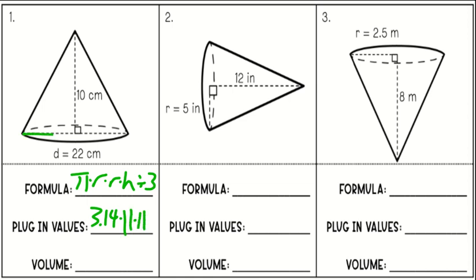So remember, when the diameter is all the way across, we need to use radius. Radius is halfway, so if it gives you diameter, you need to divide by 2. So we got 11 as our radius, 10 is our height, and we're going to divide by 3. So I got 3.14 times 11 times 10 divided by 3.